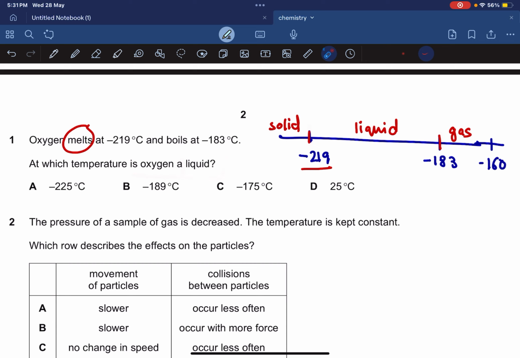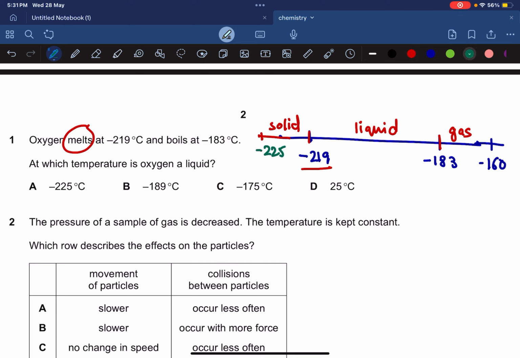First temperature is negative 225. Negative 225 is a bigger number than negative 219, so instead of coming ahead of negative 219, it's going to come back. It's going to come somewhere over here. So let's place it. At negative 225 it's going to be a solid. Negative 189. Negative 189 is a bigger number, so it will come over here. Over here it's going to be a liquid.